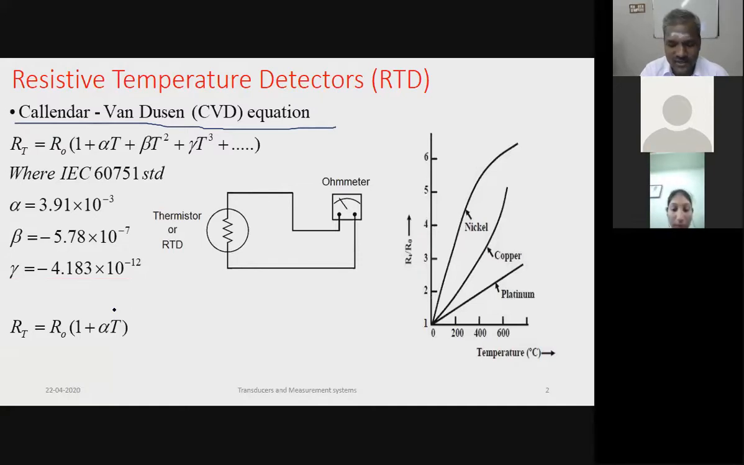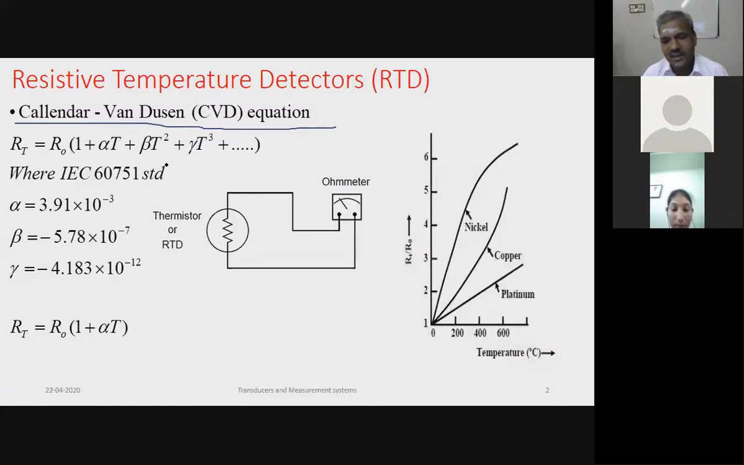So the resistance temperature relation is suggested by a polynomial equation by Callender van Dusen. RT equals R naught into 1 plus alpha T plus beta times T square plus gamma times T cube. This is according to the standard IEC 60751.